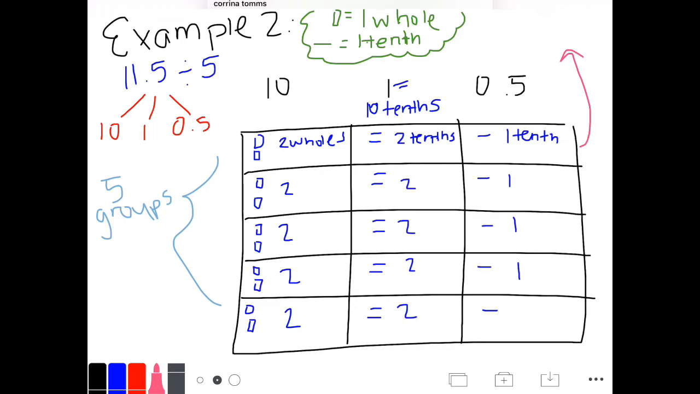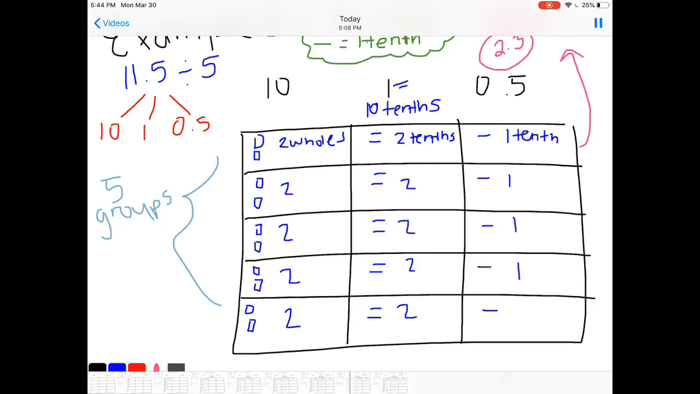Here, finally, you'll see that I am going to have one group, which is my answer, equals 2 and 3 tenths, because I added my 2 wholes plus my 2 tenths plus my 1 tenth. So if you think about that, 2 wholes plus 2 tenths plus 1 tenth equals 2 and 3 tenths. And that is our answer, boys and girls, for this problem. I hope that this is clear for you.